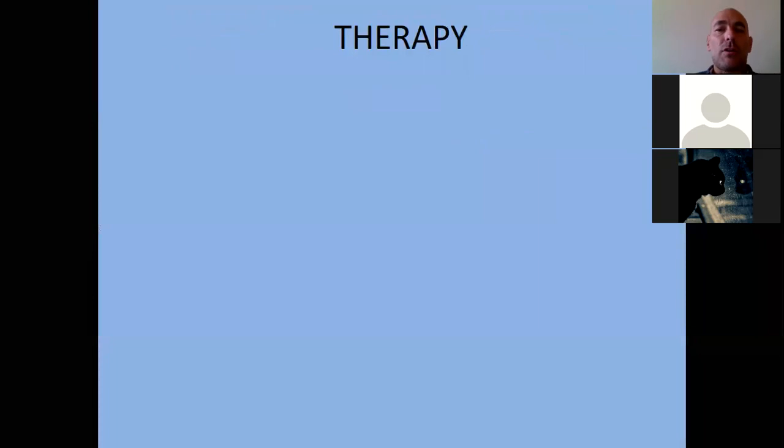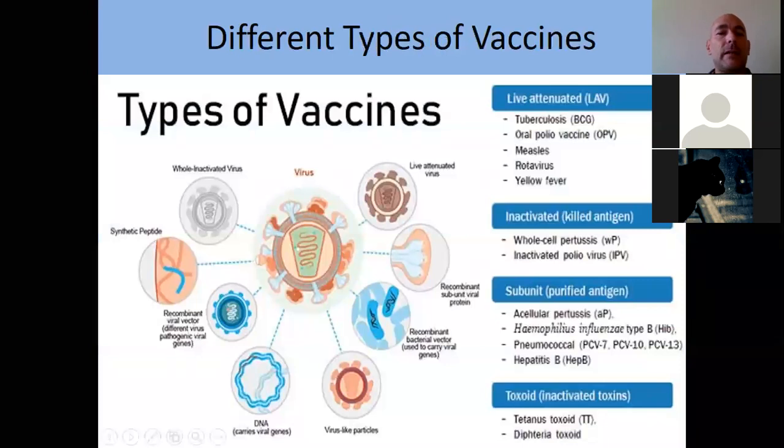So now I will go to the last part of this lecture. I will talk about therapy, okay? Of course, you have heard a lot about the vaccine, the different clinical trials of vaccines. And before I get into the different therapeutic approaches, I think it's important to remember the different types of vaccine, okay?